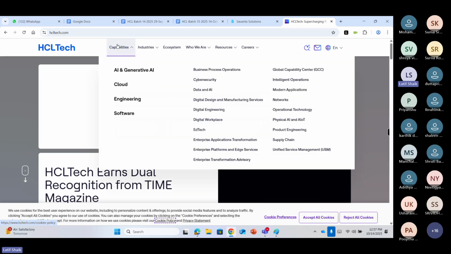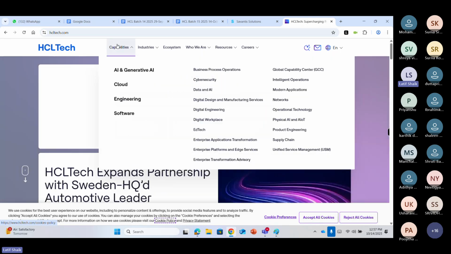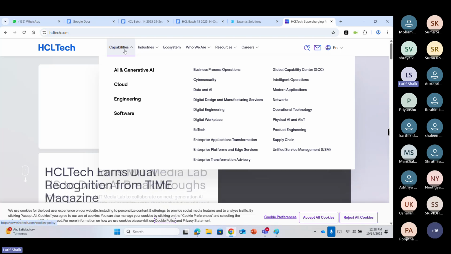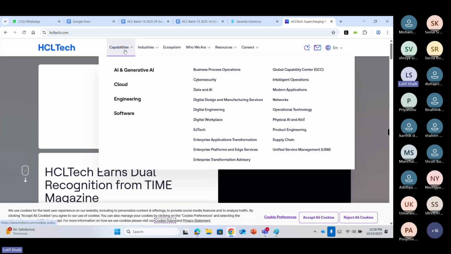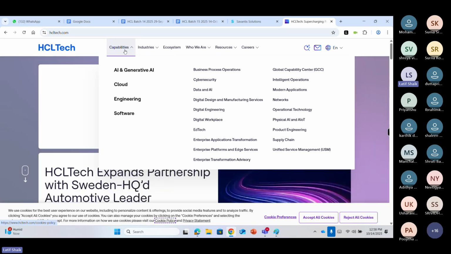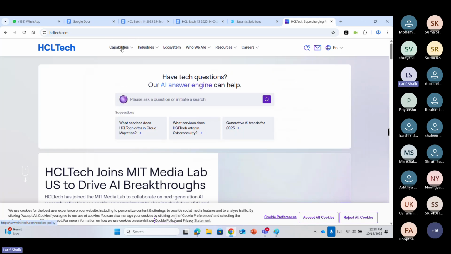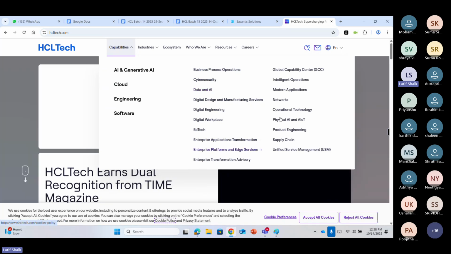In the capabilities, see what HCL Tech is providing: cyber security related services, data and AI, business process operations, digital design and marketing services, digital engineering services, okay, edge tech services, global capacity services, which is network related service. You know, HCL is one of the largest network related service providers. What network? For banking purposes. Different banks are connected, right, for their banking related services. Mainframe servers are connected. So backend network services are provided by HCL only. Okay. So like that, different types of services by different organizations.